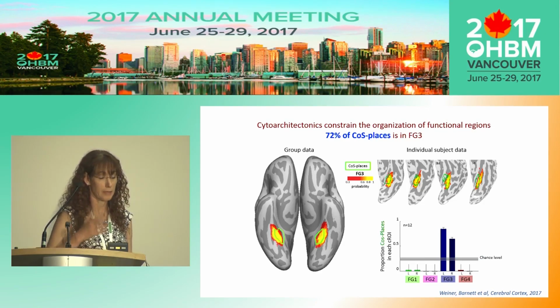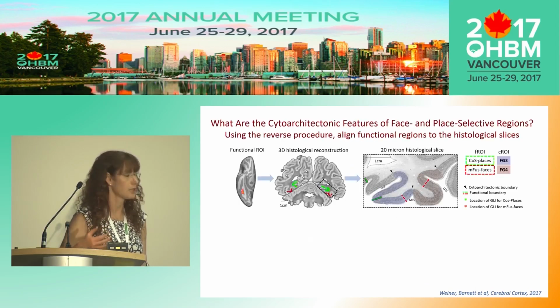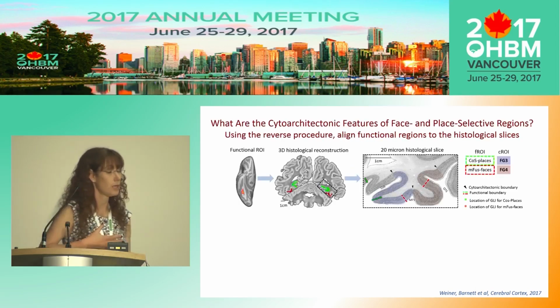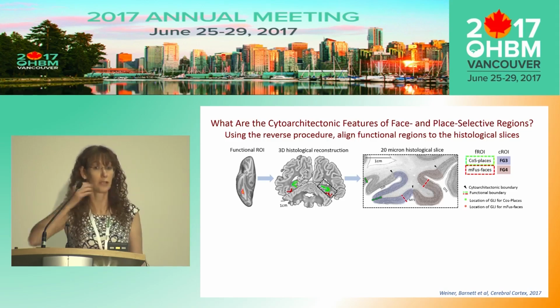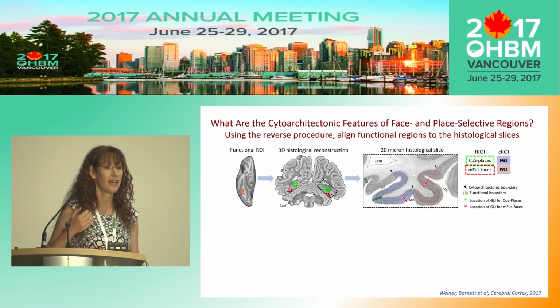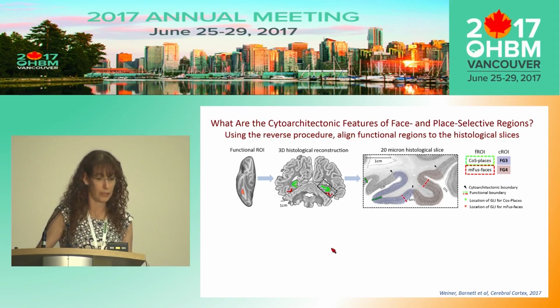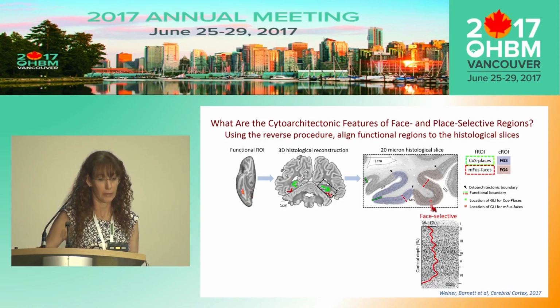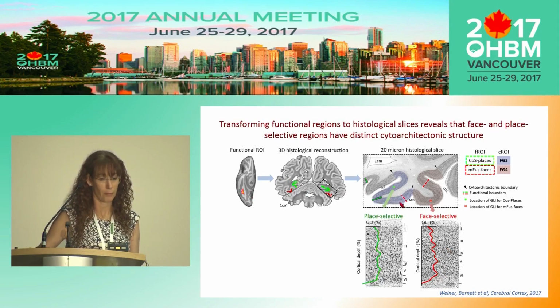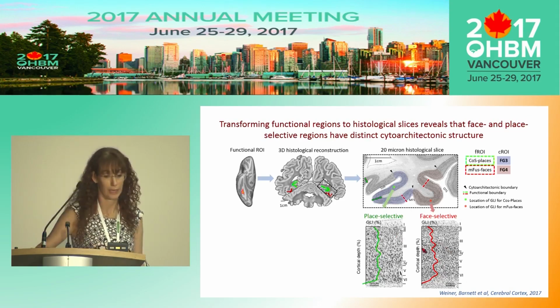So what does this mean? This means that face and place selective cortex are cytoarchitectonically different. This is very exciting because now we can project our functional regions all the way back to the cytoarchitectonic slices, and for the first time visualize a cytoarchitectonic structure of functional regions. During the reverse process, we take the functional MRIs, project them back to cytoarchitectonic slices, and then we can extract the cytoarchitectonic profile from face and place selective cortex.